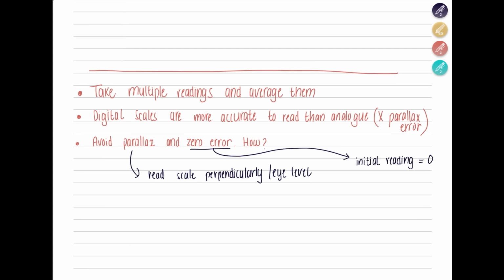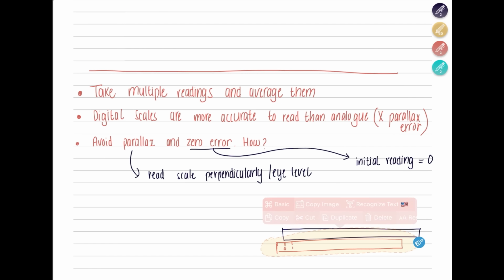Another common way is that sometimes when you are measuring using a meter ruler, it does not start from the beginning. This is 0, this is 1. But if you put your object like this and you start measuring from this one, you will get the wrong reading. You have to put your ruler from the 0 position, to avoid zero error.